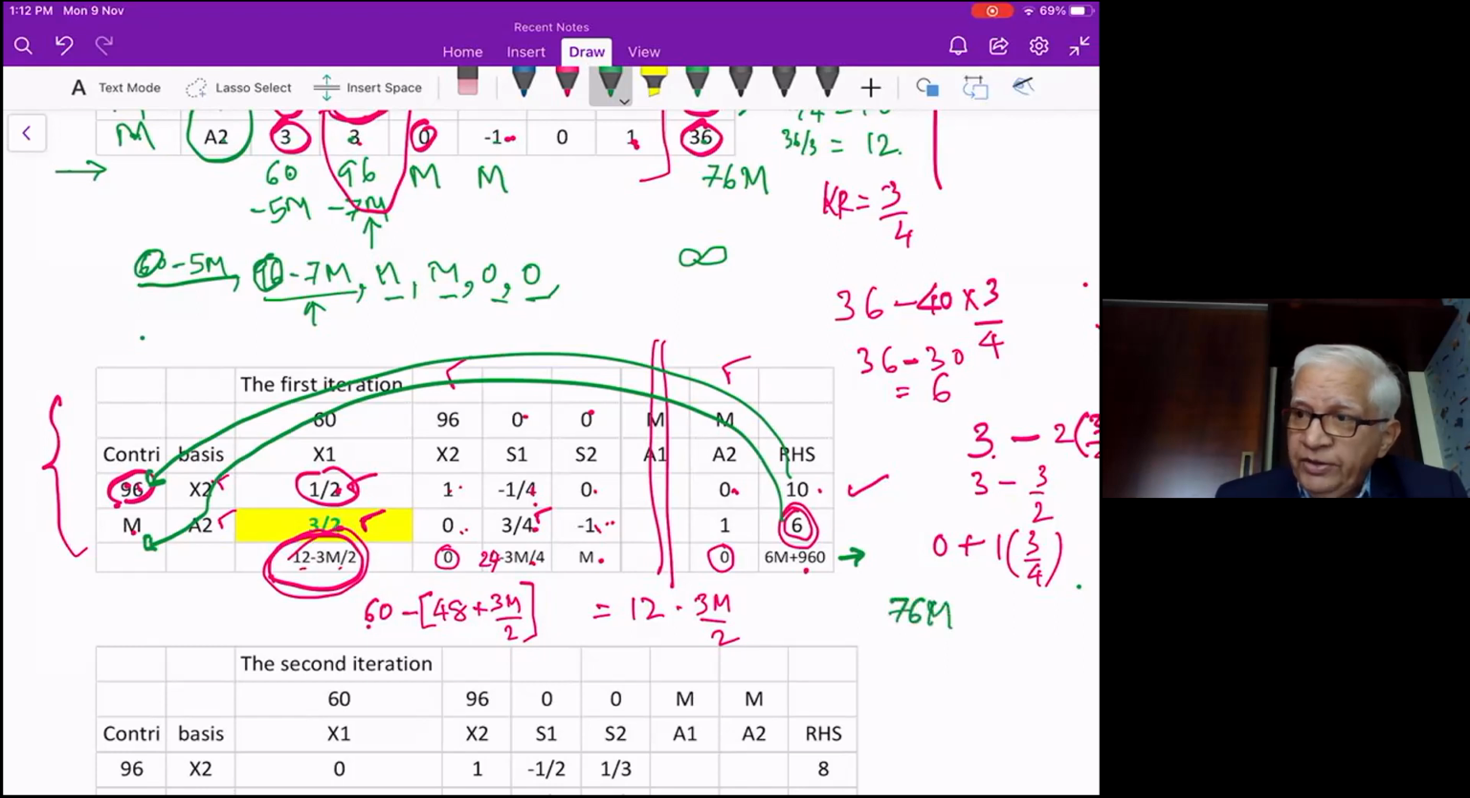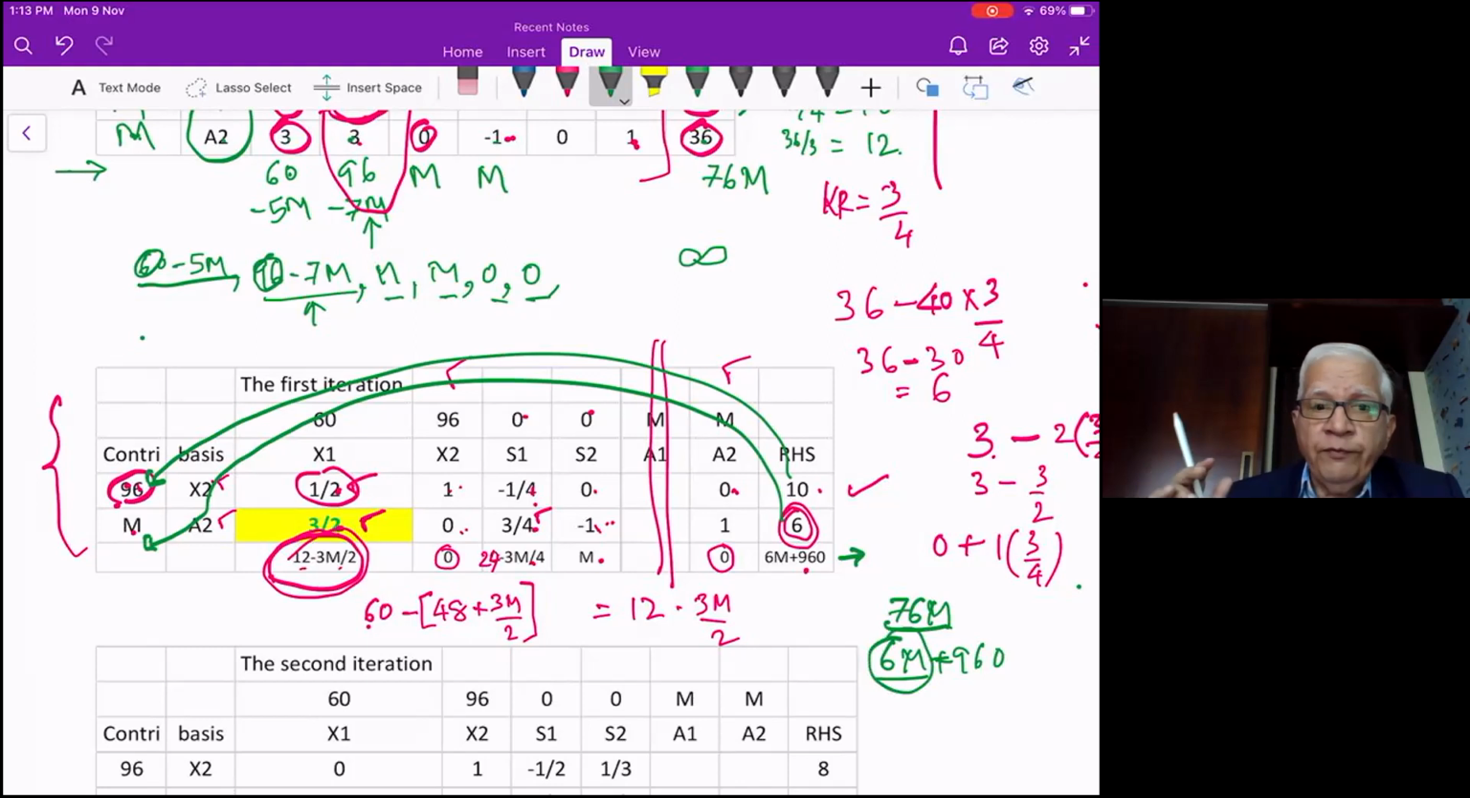The problem is one of minimization. That means at every iteration, the value of the objective function must go on reducing. How much has it reduced to? 6m plus 960. So 76m has become 6m, which is a very substantial progress in the value of the objective function. It has been getting lower and lower. 76m was the first value of the objective function. It has become 6m. So 76m becoming 6m is very good progress, but still we are not happy with it because m is still present in the objective function value.